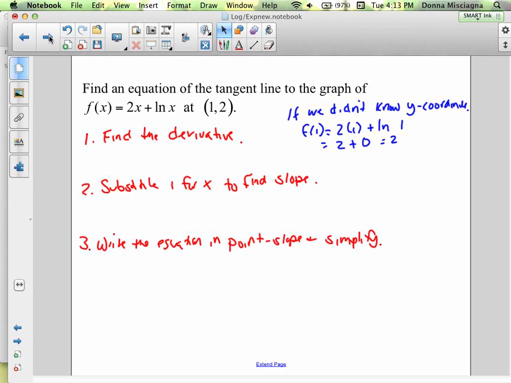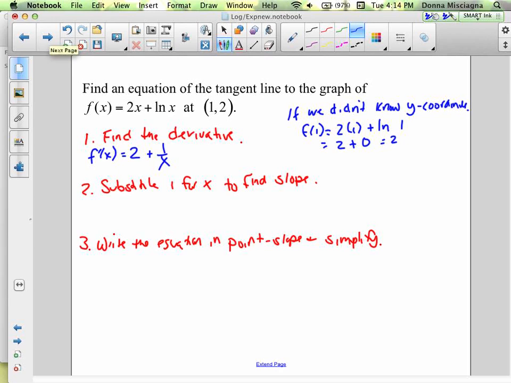If we didn't know the y coordinate, we could just plug it in. So f of 1 equals 2 times 1 plus the natural log of 1. 2 times 1 is 2, natural log of 1 is 0, so that's just 2. All right, so we're going to find the derivative first of all. So f prime of x is equal to, the derivative of 2x is 2. And the derivative of the natural log of x is 1 over x, so not really difficult derivative there.